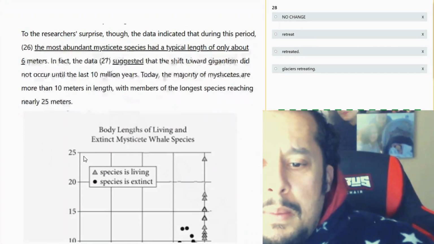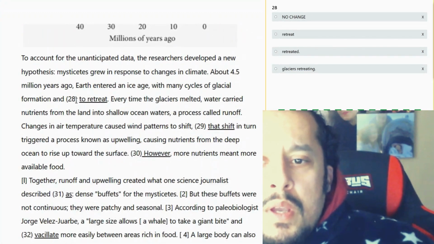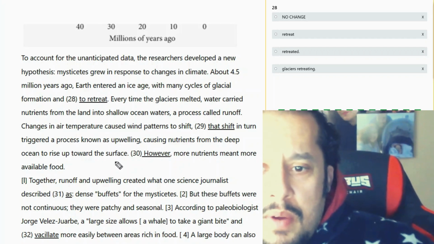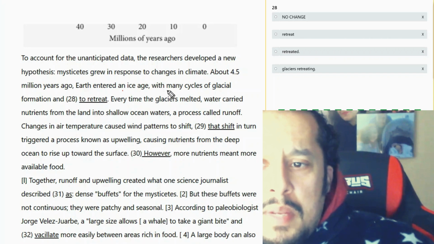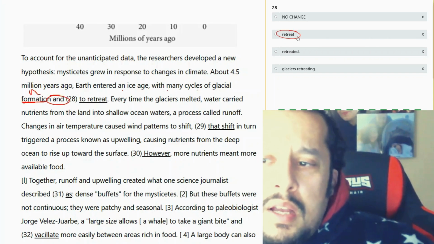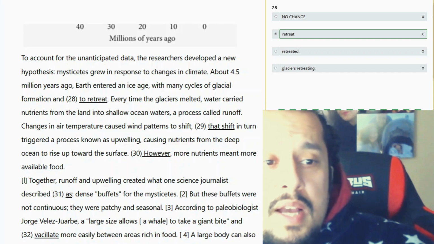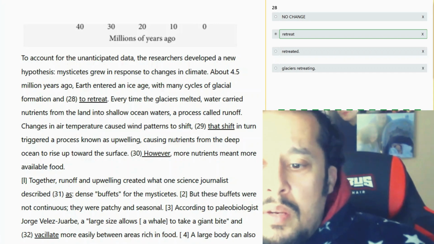Number 28. Cycles of glacial formation and retreat. Okay, parallelism, right? Here for number 28. Entered an ice age with many cycles of glacial formation. So this is a noun, and retreat. Retreat can be a noun or a verb depending on its usage. Here it is used as a noun. Number 29.